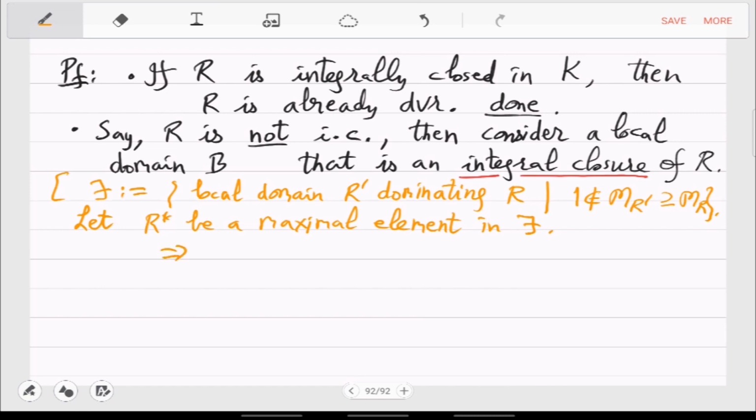But how do you know that F is not phi, that is not empty? How do you show that this collection is not empty? Oh no, it already has R. Yeah, it already has R, good point. So it already has a local domain which dominates itself, and MR was non-trivial, and from that you just collect everything and then take a maximal element, and that will be integrally closed.